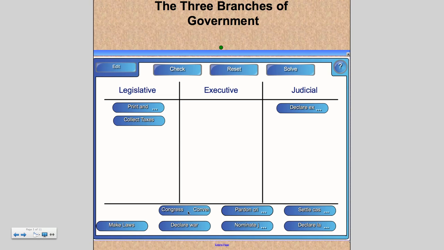Convene Congress. That means this branch gets to decide whenever Congress meets. Do you all think Congress can decide when Congress meets? No, I don't think so either. I think this might have to do with the executive branch. Pardon criminals. That means that whatever the judicial branch decides, this branch can actually give that person a write-off and the crime not count. And I think that might have to do with the executive branch.